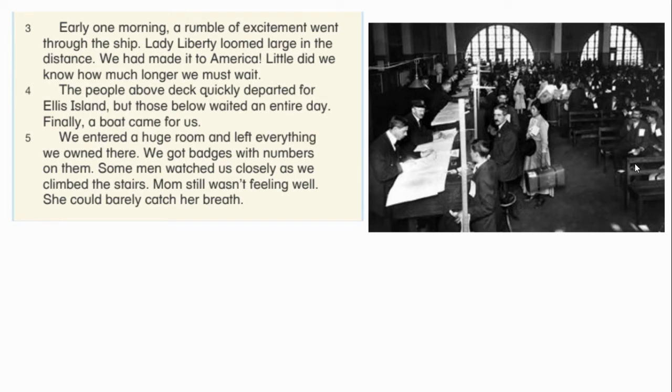Early one morning, a rumble of excitement went through the ship. Lady Liberty loomed large in the distance. We had made it to America. Little did we know how much longer we must wait. The people above deck quickly departed for Ellis Island, but those below waited an entire day. Finally, a boat came for us. We entered a huge room and left everything we owned there. We got badges with numbers on them. Some men watched us closely as we climbed the stairs. Mom still wasn't feeling well. She could barely catch her breath.